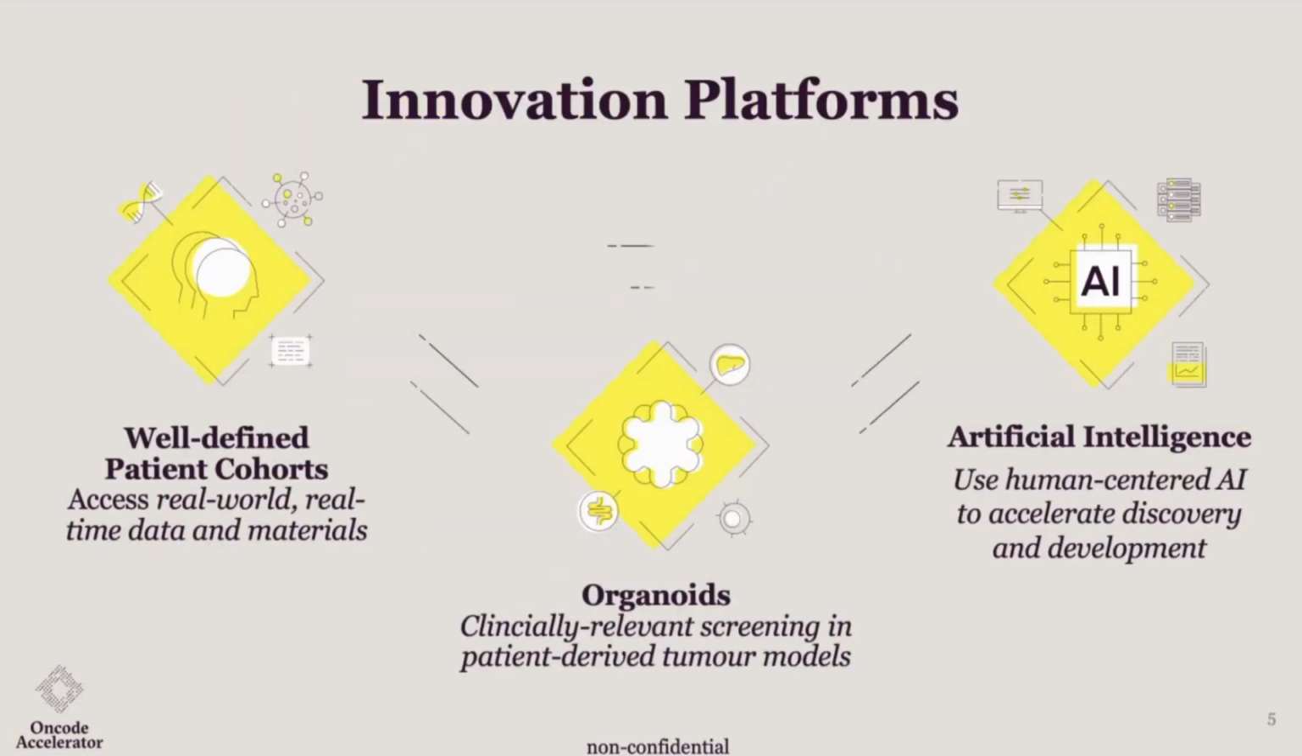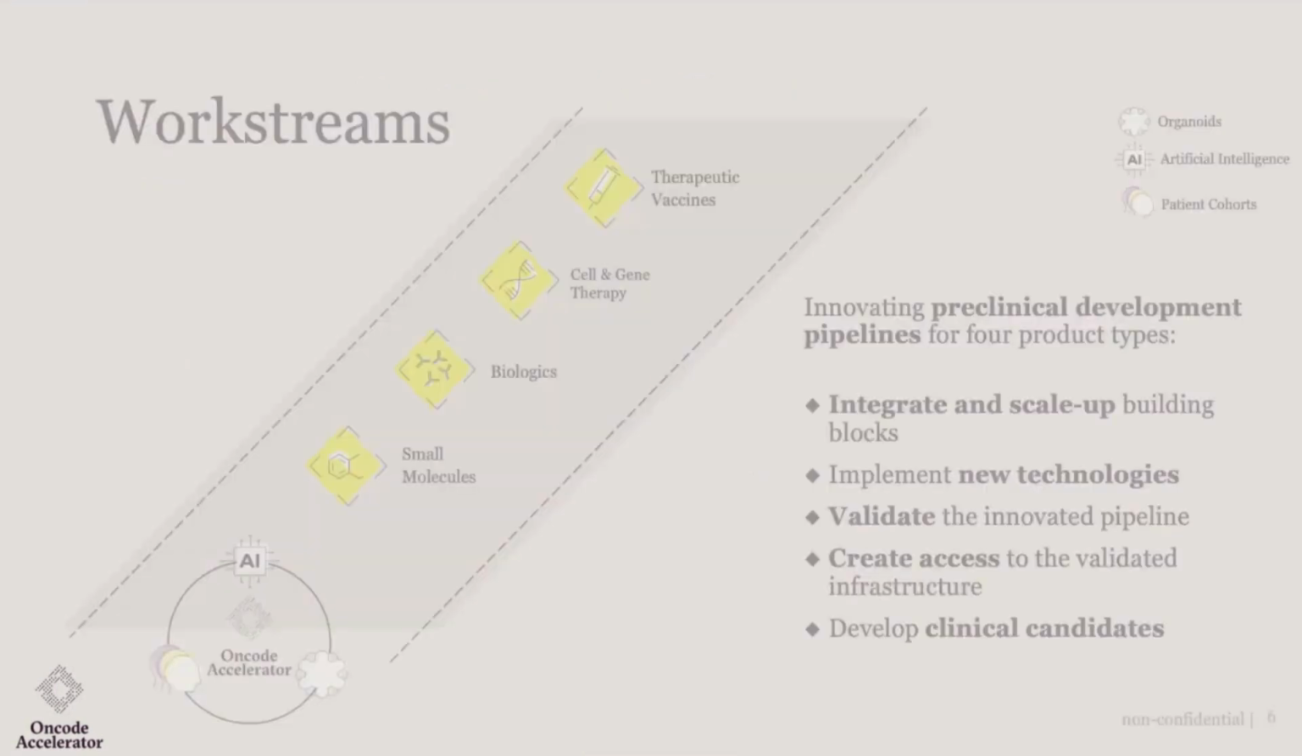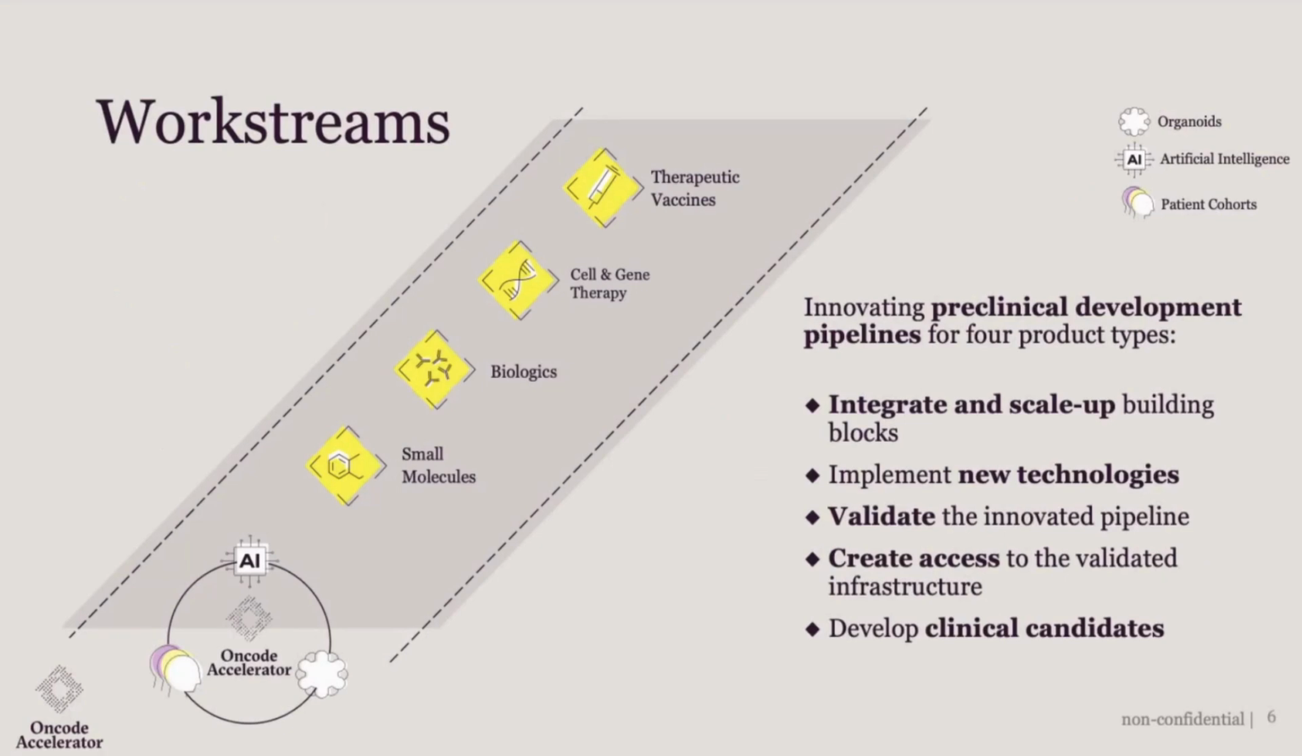So how will we do this? A lot of that optimization and acceleration comes down to our innovation platforms: well-defined patient cohorts, organoids, and artificial intelligence. By integrating these innovation platforms into the drug development pipelines for oncology drugs, we aim to accelerate the process, for example, by integrating access to real-world data, clinically relevant models, and of course, harnessing the power of AI early on to accelerate preclinical development of cancer therapies along 4 different pipelines or work streams.